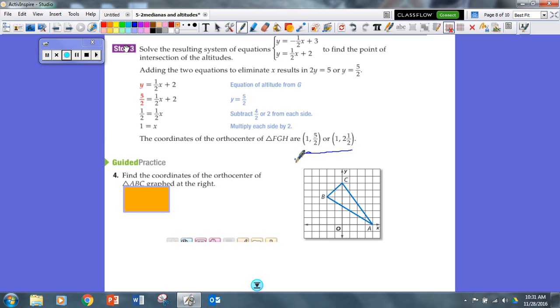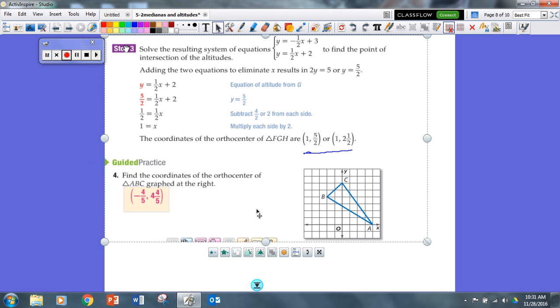Now I realize I clicked through this rather fast. If you need to slow it down, certainly please always feel free to pause the video. So at the right here I have a triangle ABC that I have graphed, and I would like you to find the coordinates of the orthocenter. Please pause the video, find that, and come back to find the answer. Welcome back. The answer to the point of intersection of that orthocenter is negative 4/5, 4 4/5. If you have any questions about this, please bring them into class tomorrow.